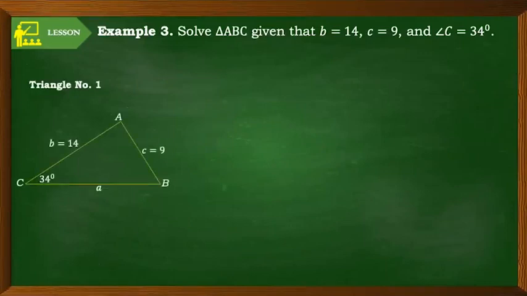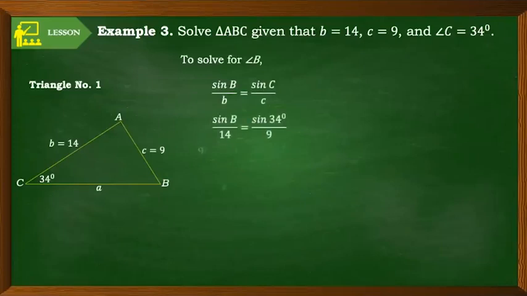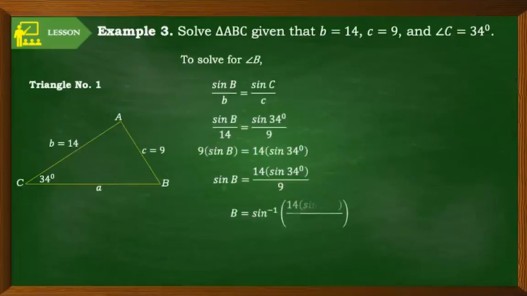So in here, we're going to solve for angle B first using this formula. Sine B over b equals sine C over c. So substitute the values, cross multiply, divide both sides by 9, then solve for angle B using your calculator. So angle B is 60.44 degrees.